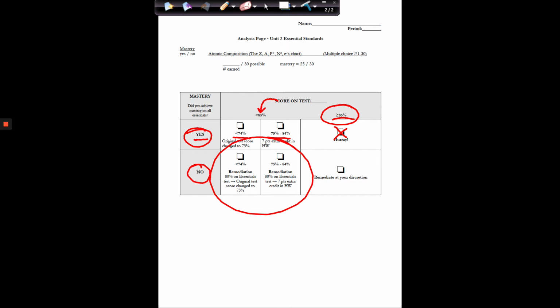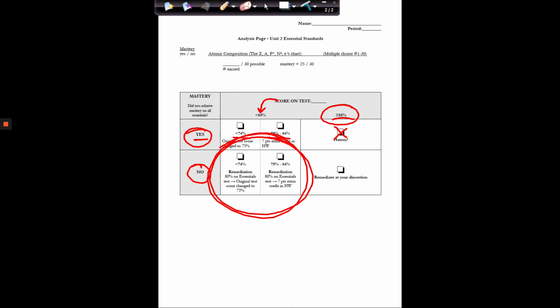But guys, you have the opportunity to also get credit back. And all you do is go through the remediation process, demonstrate that you now know the essentials, and good things happen. So, guys, any questions about how to fill this out? You're okay? Okay, so now, guys, I'm speaking only to the people that are down in this lower left-hand corner.